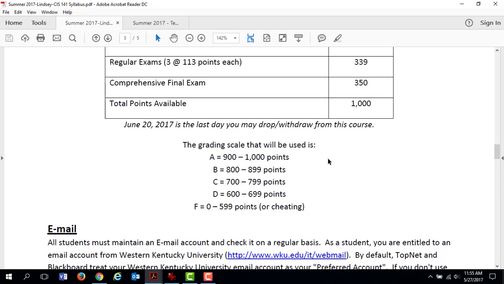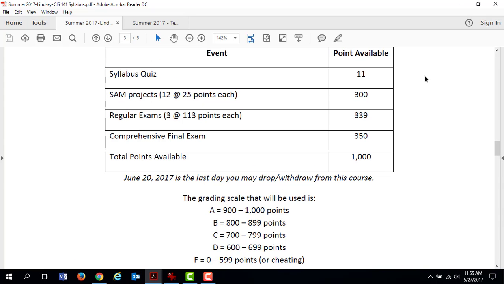Here is the breakdown as far as grades go. You're looking for 600, 700, 800, 900 points to get the grades that you would like. This is based on points. It's not percentages. Please don't get that confused. If you came in with 899 points as your total number of points you've earned, you've gotten a B. If you've got 799 points, that's a C. So you're trying to get points, and you get those points by scoring well on these activities that you see listed up here.